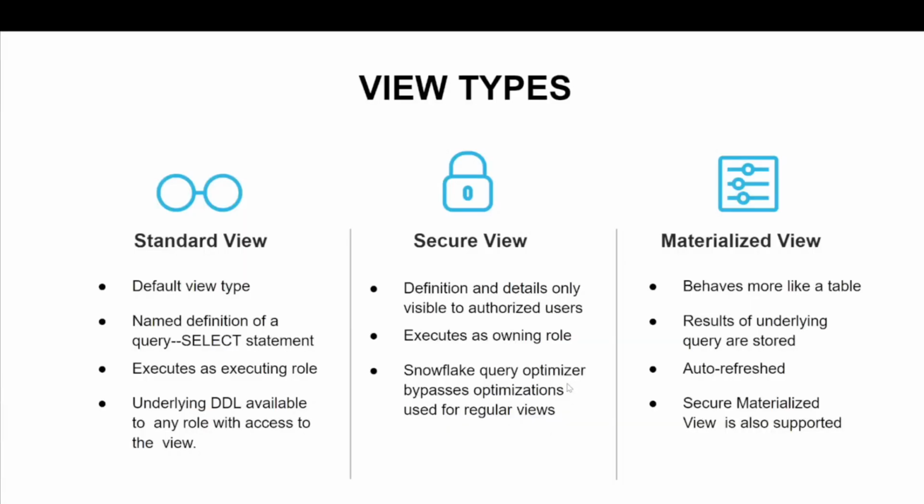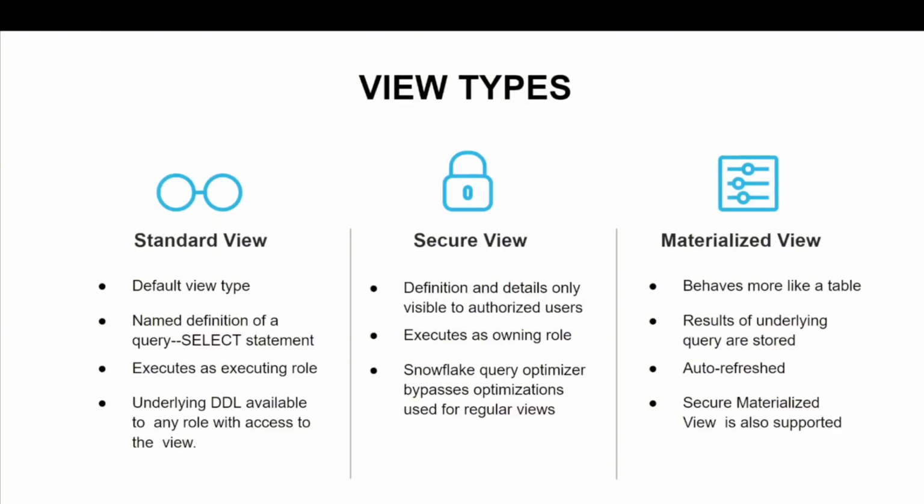In this video, we are going to talk about what views are in Snowflake. A view in Snowflake is a database object which allows you to see the result of a query as if it were a table. Now let's see what different types of views we have in Snowflake. Currently we have three types of views. First is the standard view, the second is the secured view, and the third one is the materialized view.